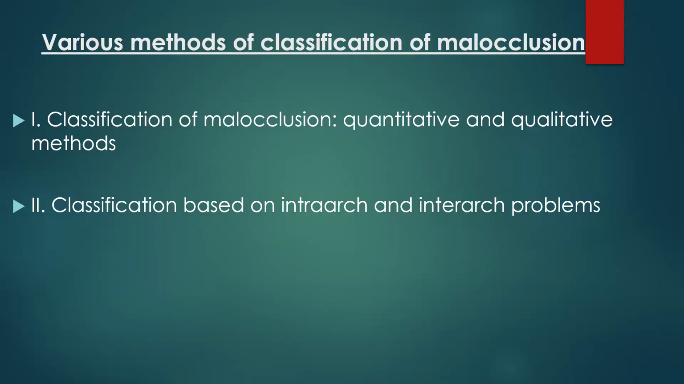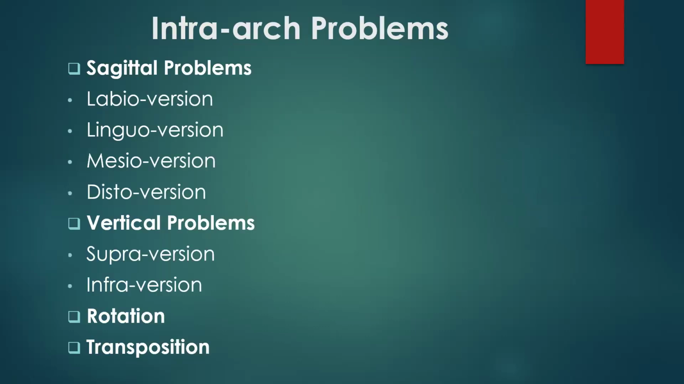Classification could also be done based on intra-arch and inter-arch problems. Intra-arch problems are the malocclusions or discrepancies present within an arch, that is, either in the maxilla or mandible. Inter-arch problems would be the malocclusion present in relation to both maxilla and mandible together when there is an occlusion. Inter-arch problems could be seen in different planes, that is, sagittal plane, vertical plane, or transverse plane.